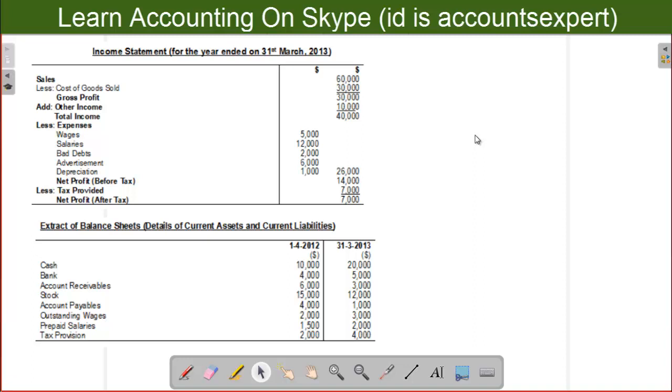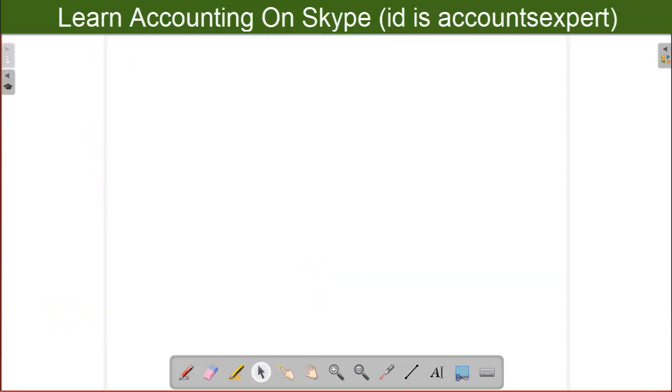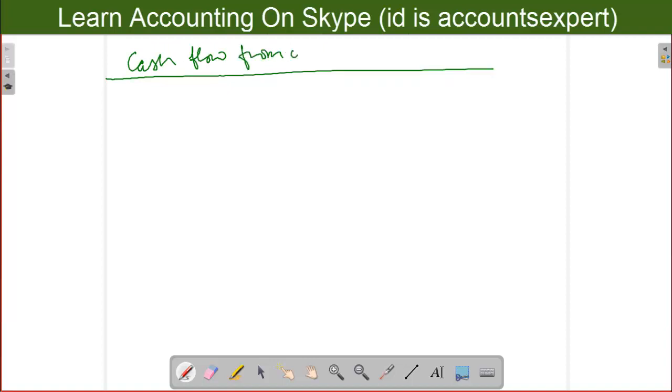Cash flow statement has three parts: operating, investing and financing. So with the help of this question only we are to prepare the first part, and that is cash flow from operating activity. And now I am going to prepare that part. First I will write the heading: cash flow from operating activity.